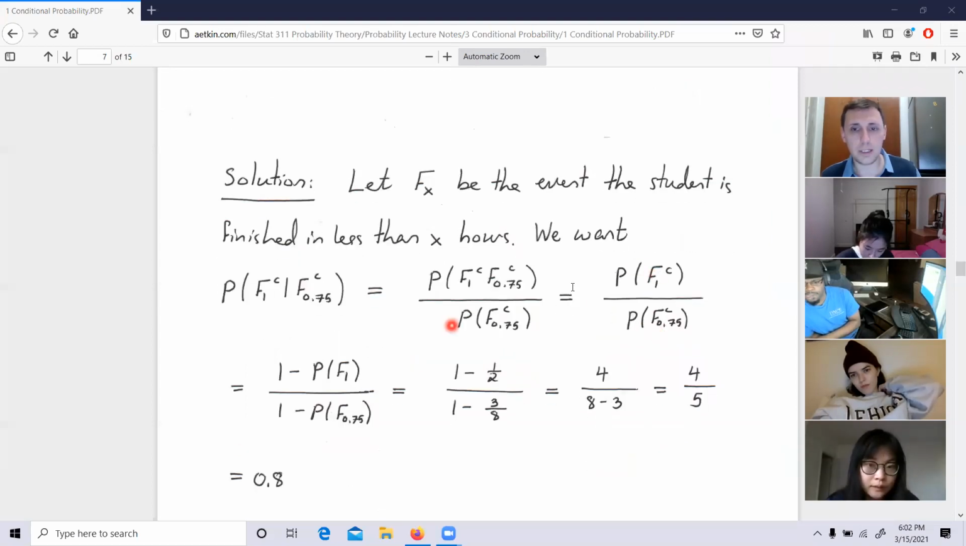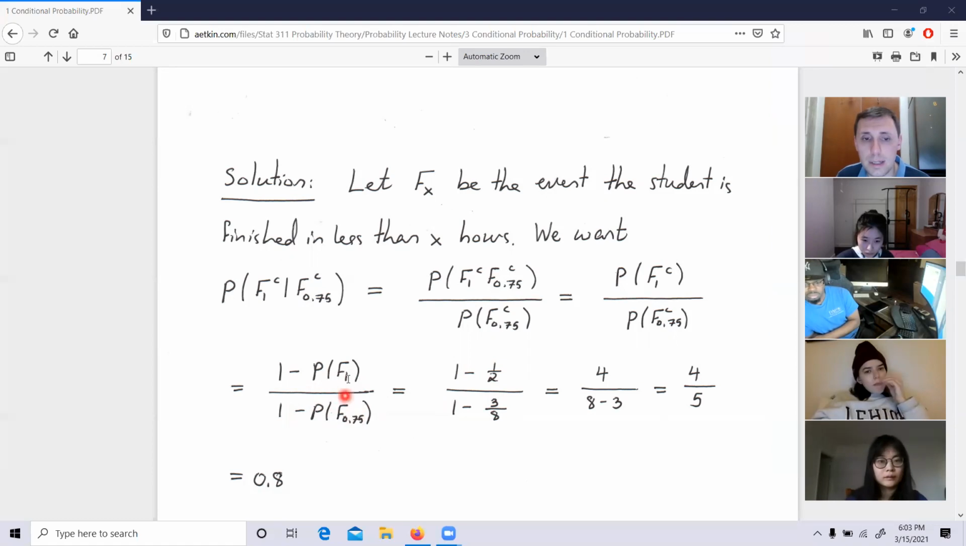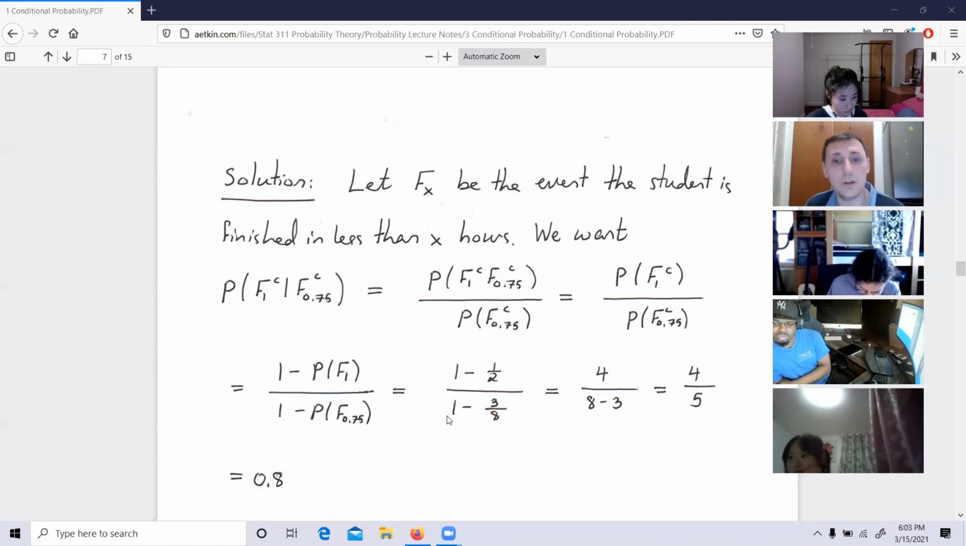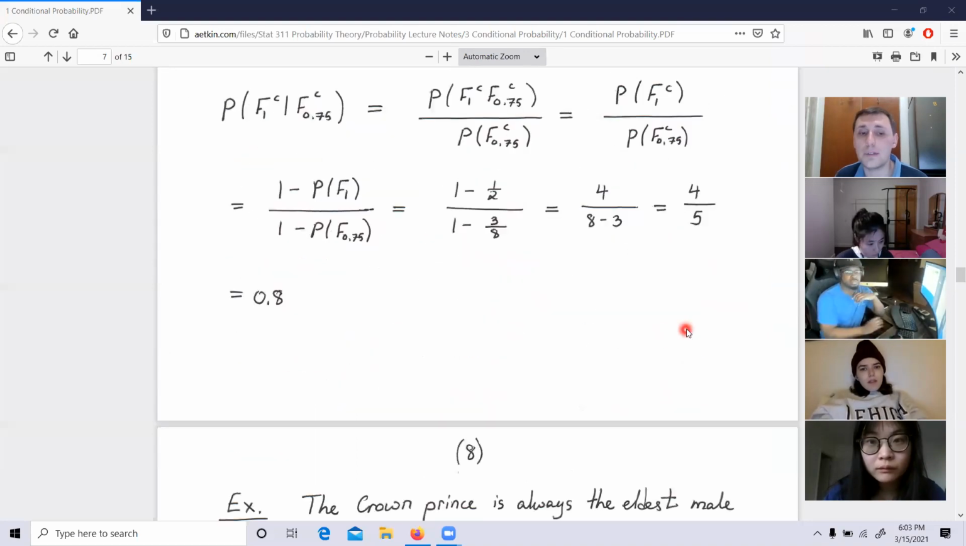Now, I can calculate the probability of F1 complement as 1 minus the probability of F1. In the denominator, similarly, 1 minus the probability of F of 0.75. So this is 1 minus 1/2, because you take 1 divided by 2. And here this is 1 minus 3/4 divided by 2, or 1 minus 3/8. You understand where I get the half and the 8? Yes, guys? You take this number and divide it by 2. This number is 3/4, and 3/4 divided by 2 is 3/8. So we simplify, I can multiply numerator and denominator by 8, and I get 4 over 5, or 80%.